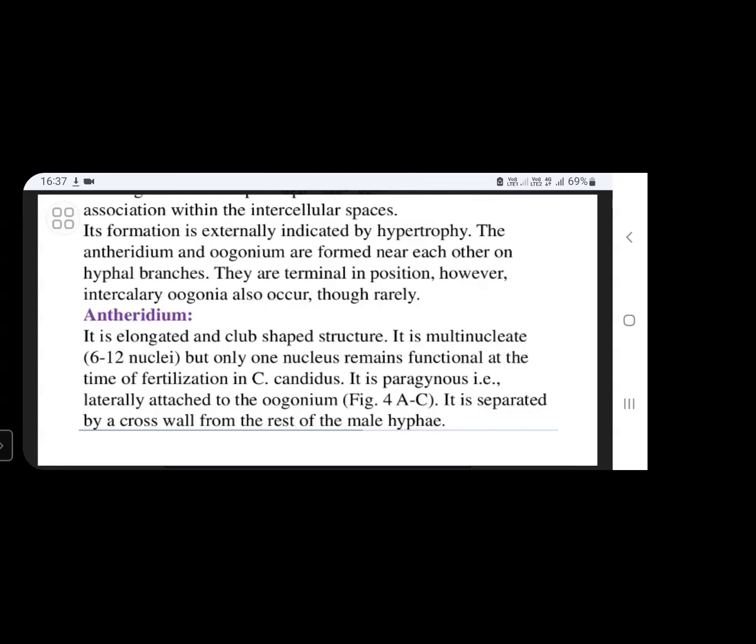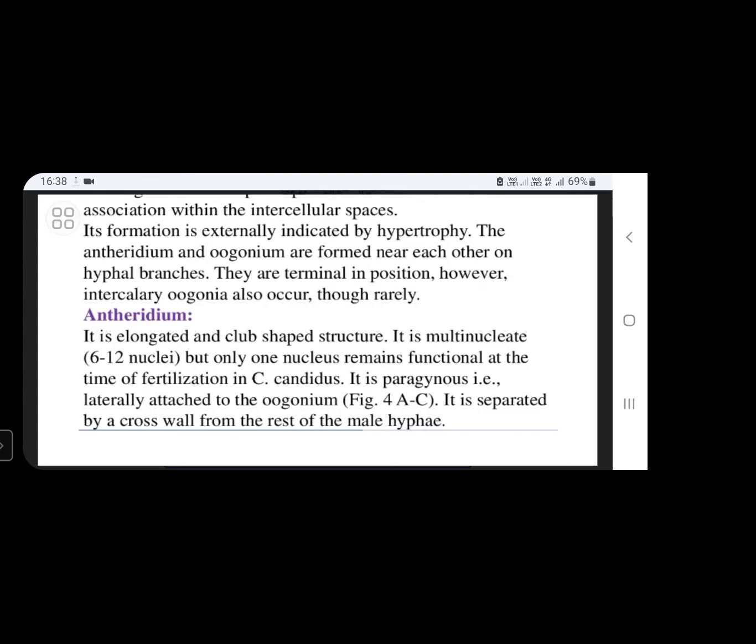Sorry, zygote comprises many nuclei. So here zygote is a multinucleated structure. In Albugo candida, in antheridium only one functional nucleus is there. In oogonium also only one functional nucleus is there. Both are involved in fertilization. So as a result, the zygote you will see is in diploid condition. That zygote is also called an oospore.